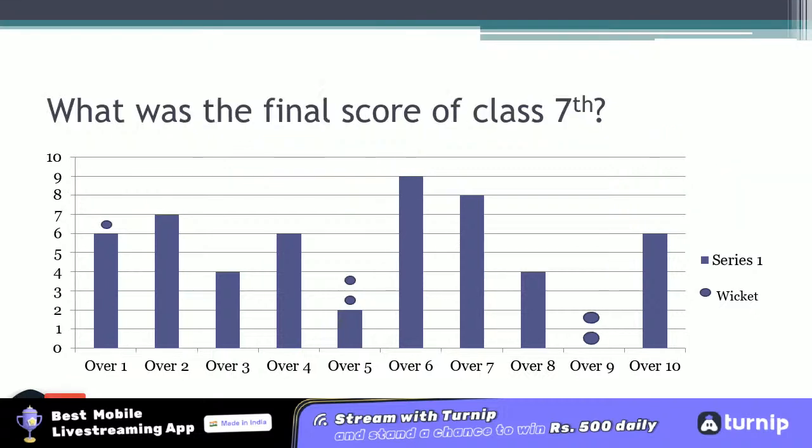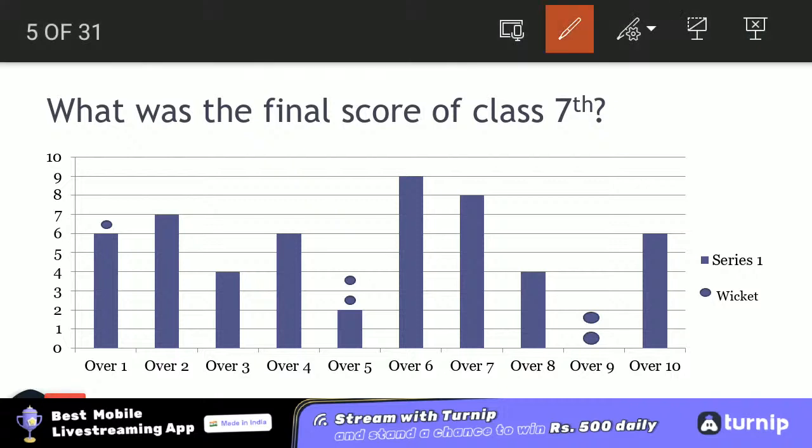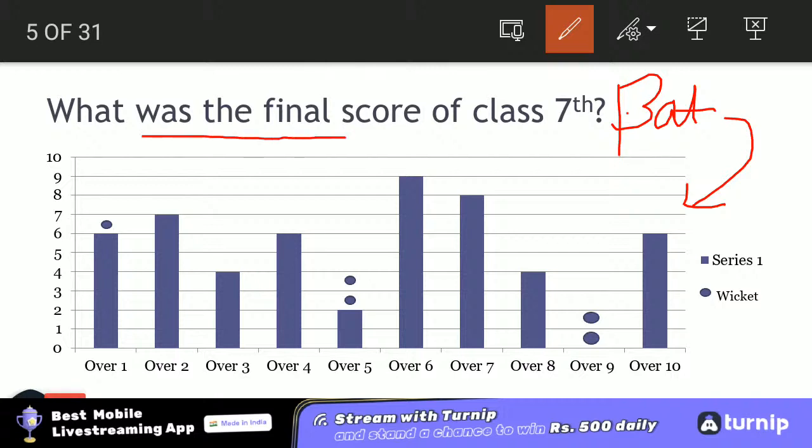Next, what was the final score of class 7th? Now this is an interesting question. We have read in the question there is nowhere any mention of class 6th's batting, because batting was done first by class 7th, and here we have the graph of class 7th. So you need to tell what was the total score of class 7th. You need to calculate each and every over's runs, then add them and let us know.